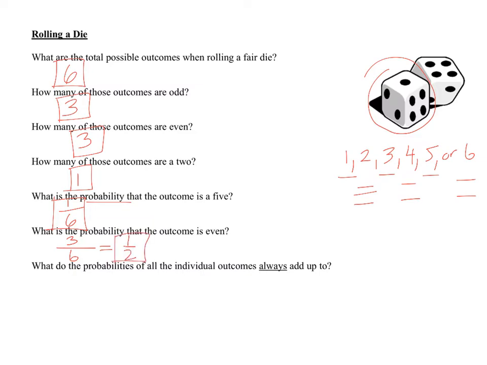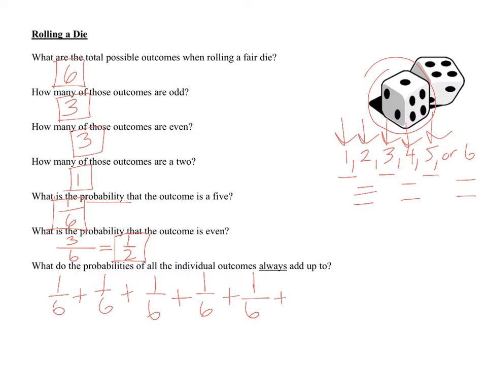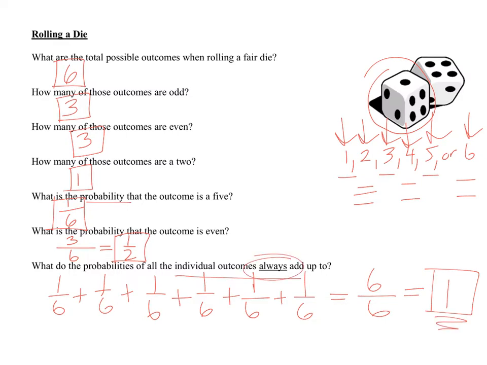And what do the probabilities of all the individual outcomes always add up to? What's the probability of getting a 1? 1/6. A 2? 1/6. A 3? 1/6. A 4? 1/6. And a 5? 1/6. And a 6? 1/6. So we end up with 6 over 6, which is equal to 1. Whenever you add up all the individual outcomes, the result is always 1.